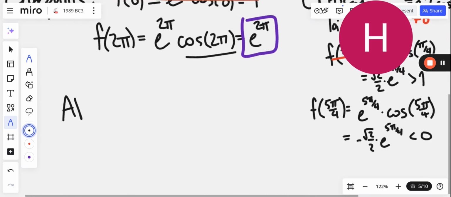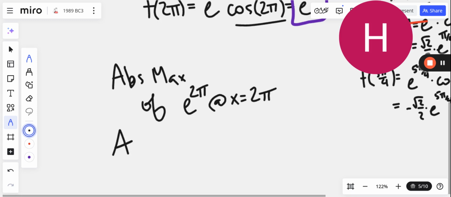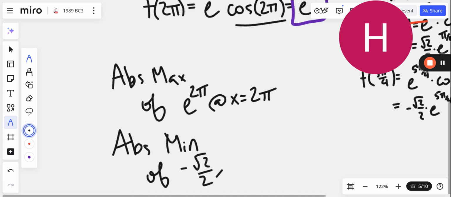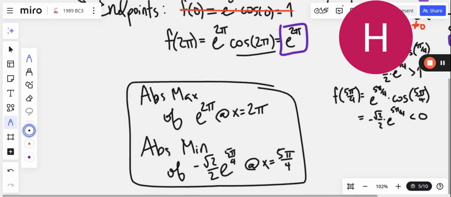We're going to have our absolute maximum of e to the 2 pi, and it occurs at x equals 2 pi. Then we're going to have an absolute minimum of negative root 2 over 2 e to the 5 pi over 4 power, and that's going to happen at x equals 5 pi over 4. So those are your absolute max and your absolute minimum for this interval.